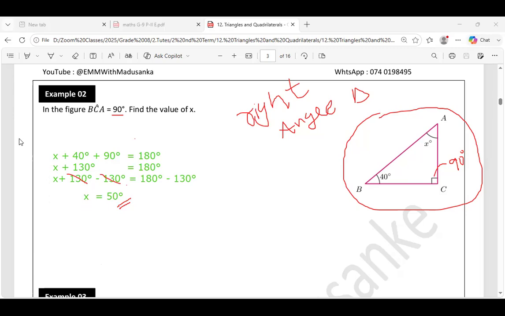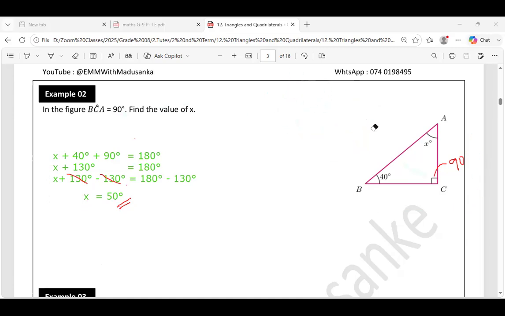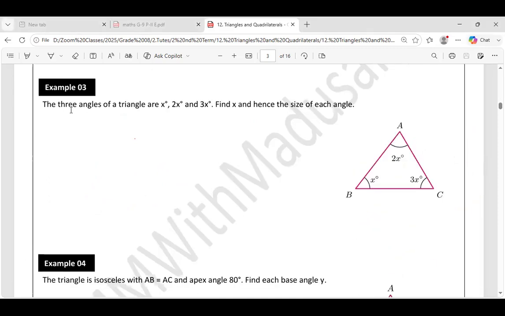Then I am going to clean the board. I am going to move to example number 3. The three angles of a triangle are x, 2x, and 3x. Find x, hence the size of each angle. First of all, they are telling you to find the value of x. Then they are telling you to find the value of each and every angle.